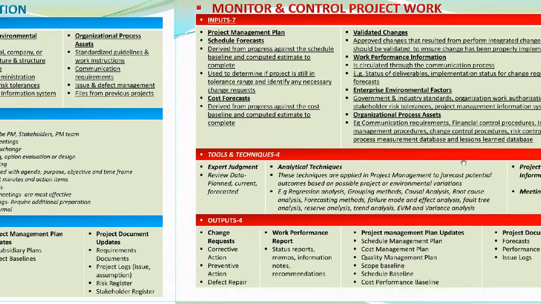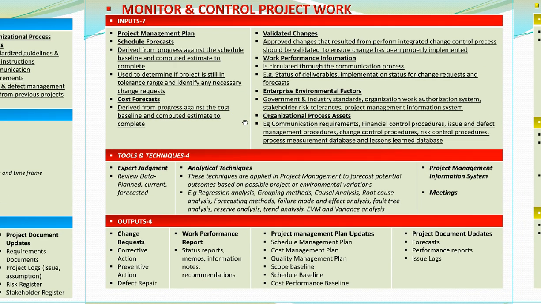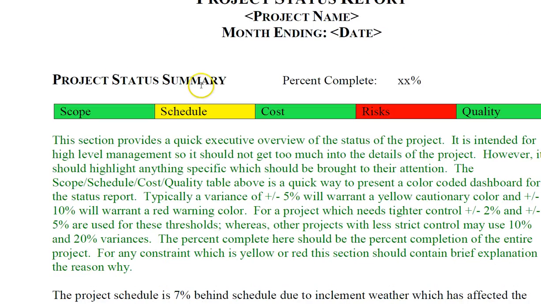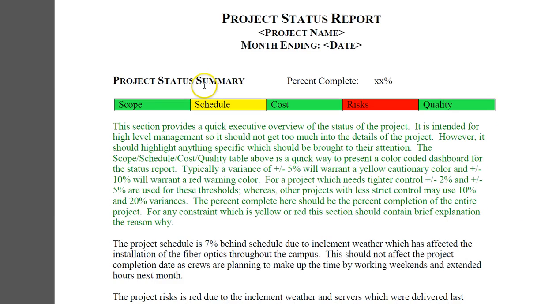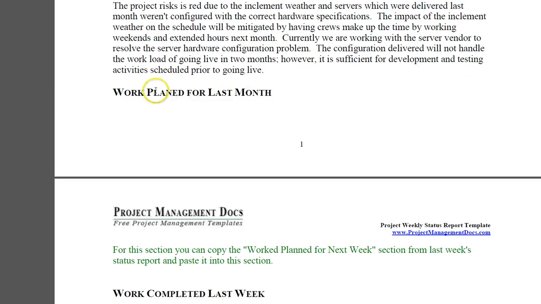We do the project status report right here in the monitor and control project work process. What is involved in the project status report? Work completed last month. How much work did we finish last month? Again, we have to send this status report to the sponsor, to the client, to show them that we are working continually on the project and we are staying within the cost, within the budget.